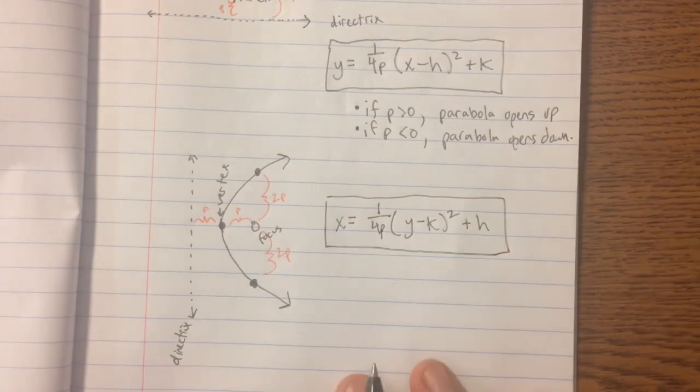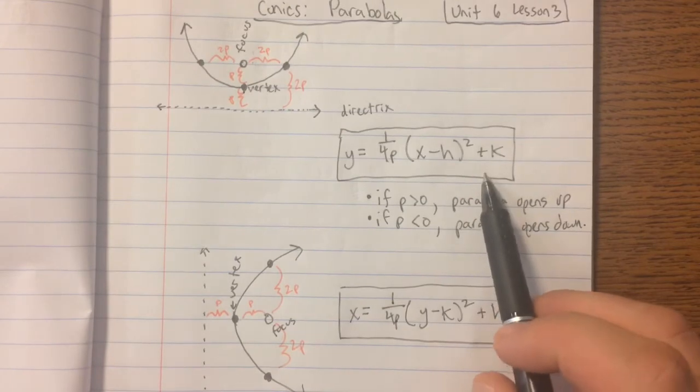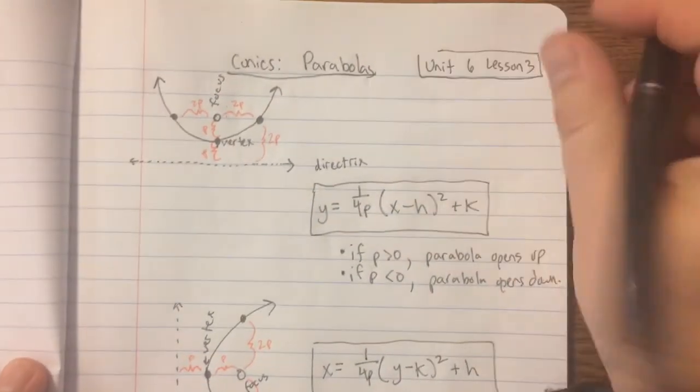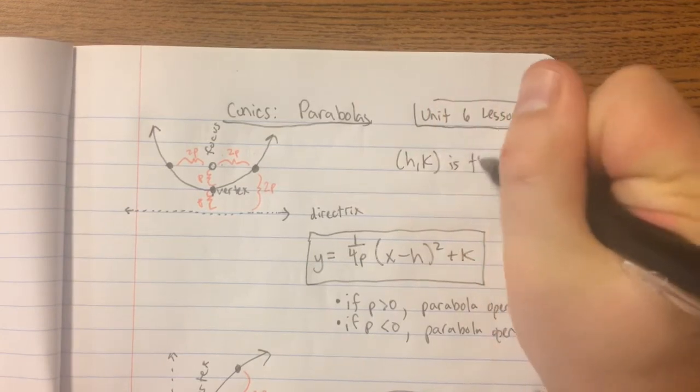I don't think I wrote it anywhere on here, but the (h, k), which represents the center for the ellipse and for the hyperbola, in the case of the parabola, (h, k) represents the vertex. So that's definitely something to keep in mind. I'll write that somewhere up here. (h, k) is the vertex.